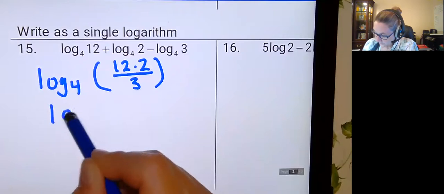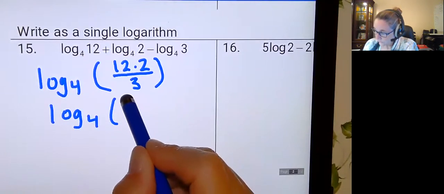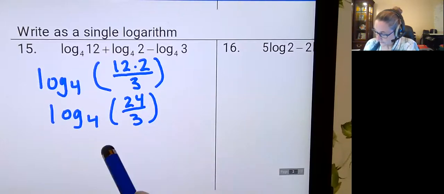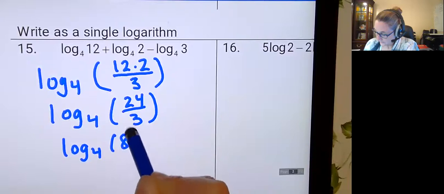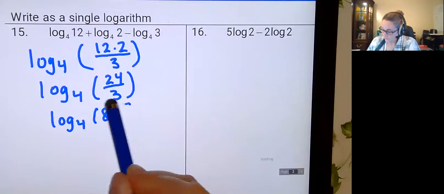Okay, let me just clean this up. So log base 4 of 24 over 3. So this is going to be log base 4 of 8. And that's what it would be as a single log.